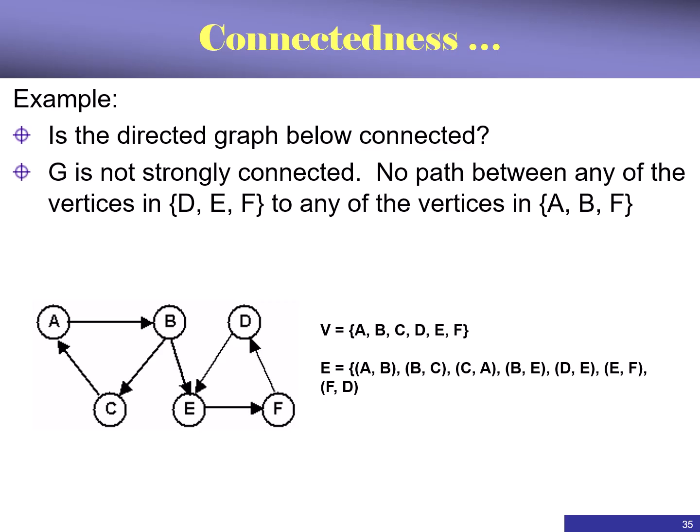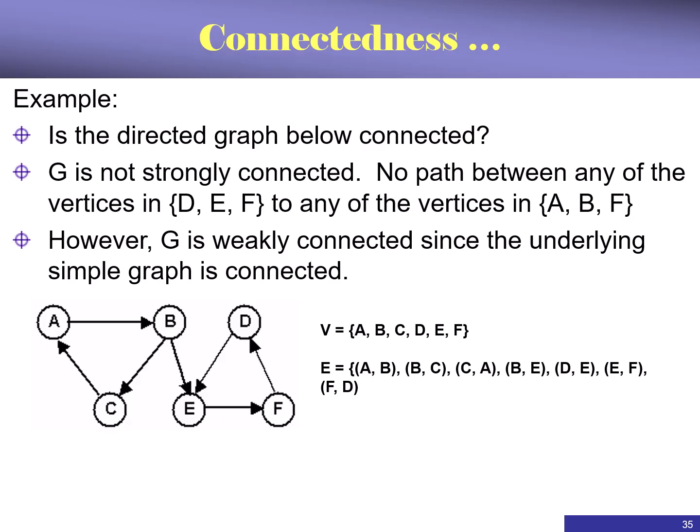So this graph is not a strongly connected graph, but if I ignore the directions, I will get a path. That's called weakly connected. So this graph is weakly connected because the underlying simple graph is connected. You have a path between every pair of vertices once you ignore the direction: from A to B, B to A, from A to E, E to A, from A to F, F to A, and so on for every pair.